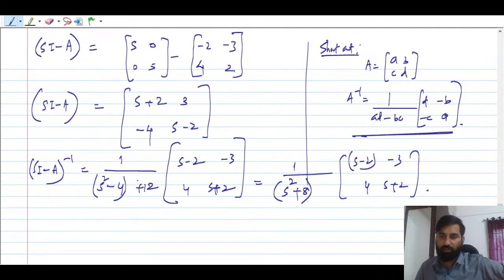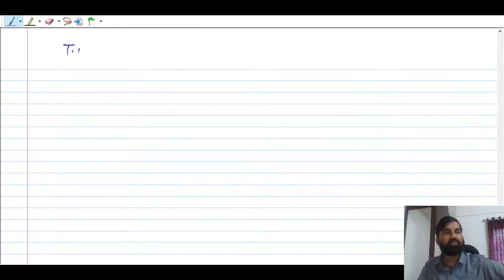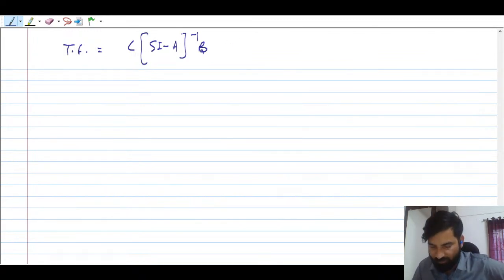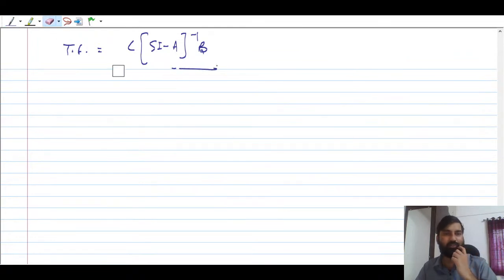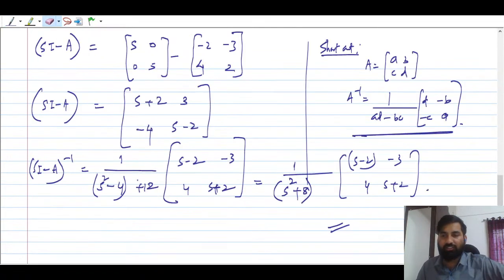Now you can plug this into the formula that the transfer function is equal to C times (sI minus A) inverse times B, plus D. D is not present, so you don't have to worry about that. Now D is 0, so you can forget about it.